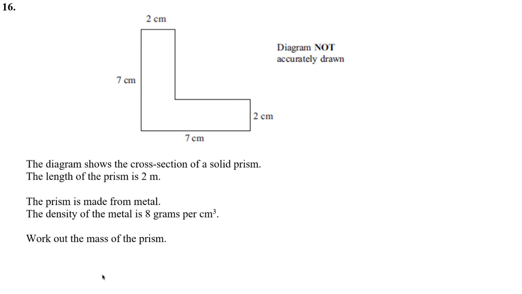Right, okay, so that's the cross section of a prism. So we need to imagine the prism is a solid shape, going off in this direction, and that's what the cross section is. So that's what it looks like at the end. Okay?